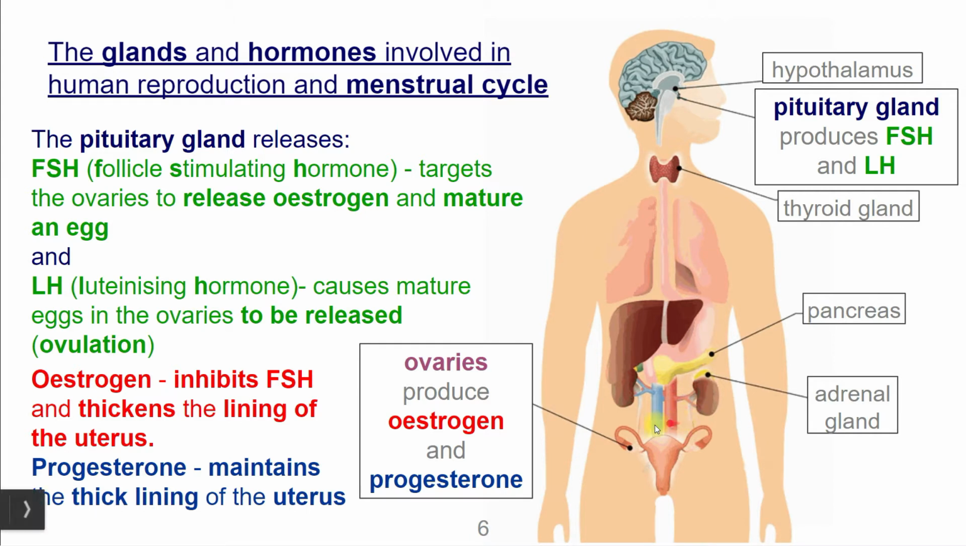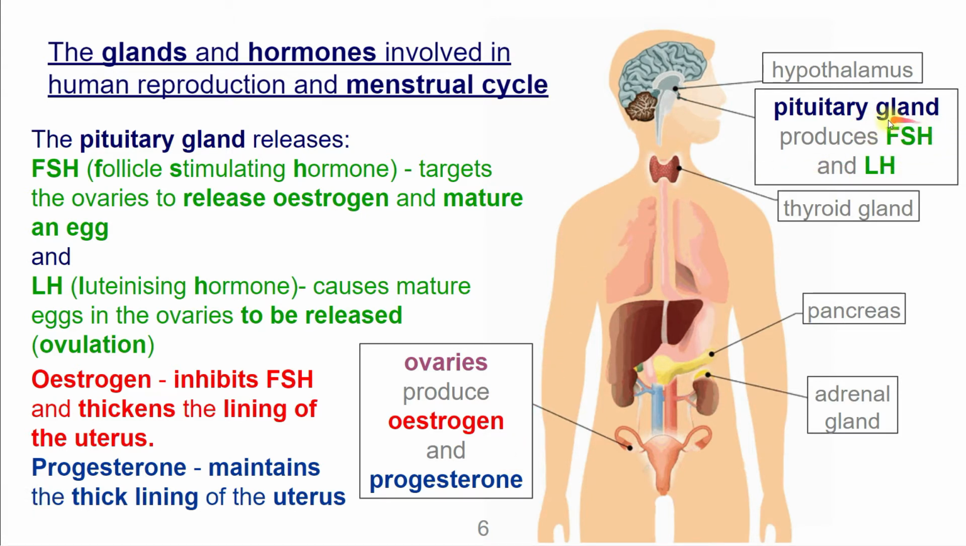And then in this diagram, we're only showing the female reproductive organs, because that's what we're going to be focusing on in this pack. And the ovaries, which are at the end of these little arms here called the fallopian tubes, the ovaries produce estrogen hormone and progesterone hormone.